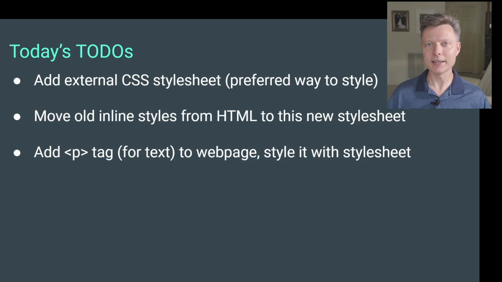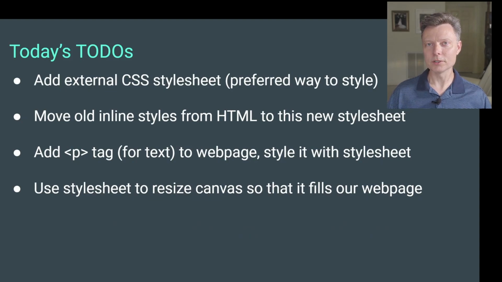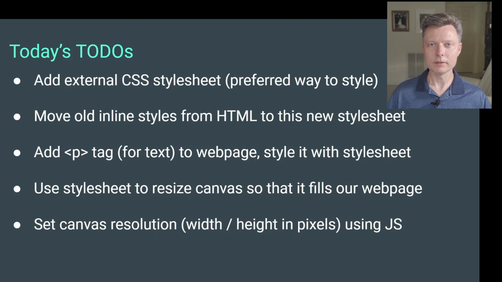And then for basic text output on our web page, we'll make a P element and we'll style it with our new style sheet. We'll also use our new style sheet to resize the drawing canvas so that it fills the entire web page. Then we'll set the canvas resolution itself, and that will tell the browser how many pixels we want the canvas to be in width and how many pixels we want the canvas to be in height.